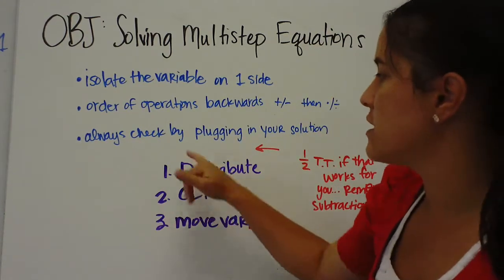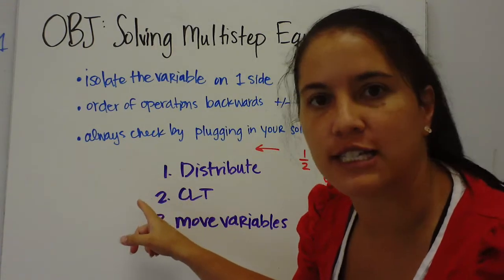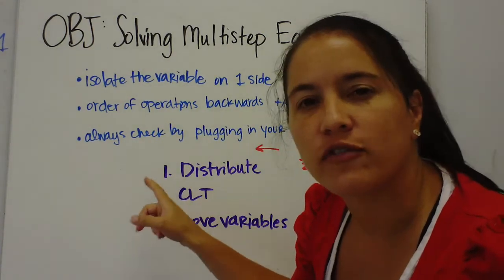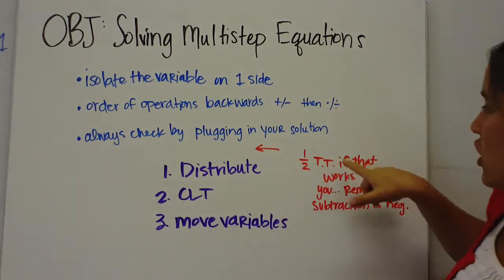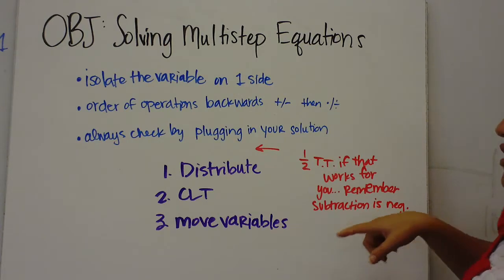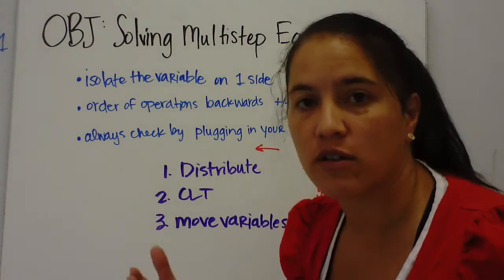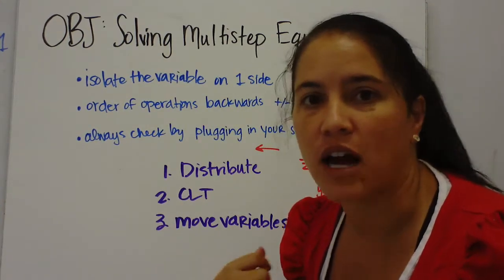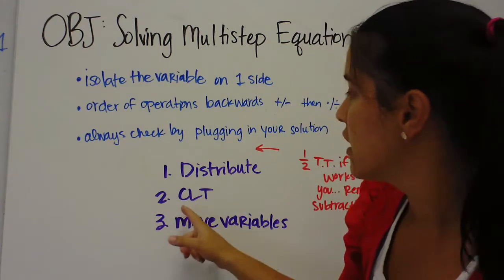So here are your steps. Now, over here, I started with step number 1 is distributive property because that's the first step. However, if you're still having trouble with the negative and the minus, then you can slip in right here, touch twice, if that works for you. Remember, subtraction is negative. So I am not going to touch twice today. I'm going to talk through the problem, but I'm not going to touch twice because I want you to try to start training your brain to not have to touch twice.